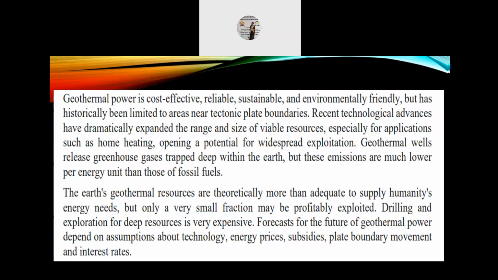Geothermal wells release greenhouse gases trapped deep within the Earth, but these emissions are much lower per energy unit than those of fossil fuels. The Earth's geothermal resources are theoretically more than adequate to supply humanity's energy needs, but only a very small fraction may be profitably exploited. Drilling and exploration for deep resources is very expensive. Forecasts for the future of geothermal power depend on assumptions about the technology, energy prices, subsidies, land boundary movement, and interest rates.